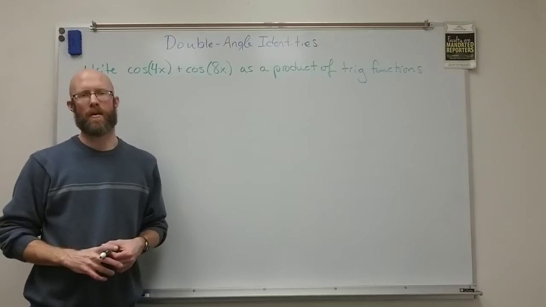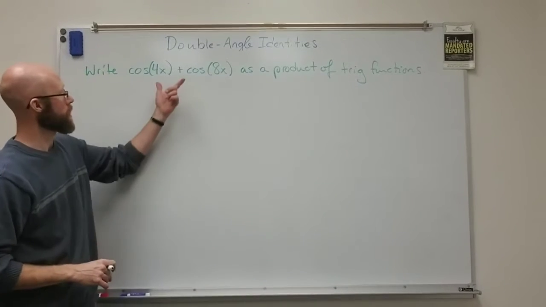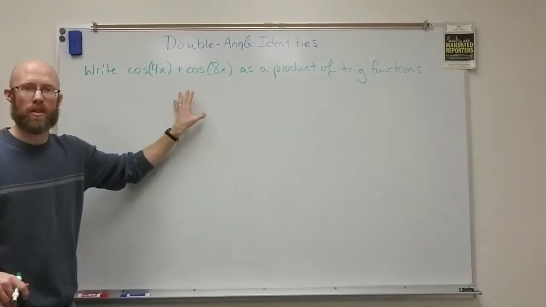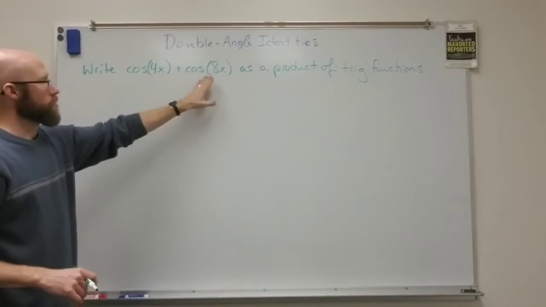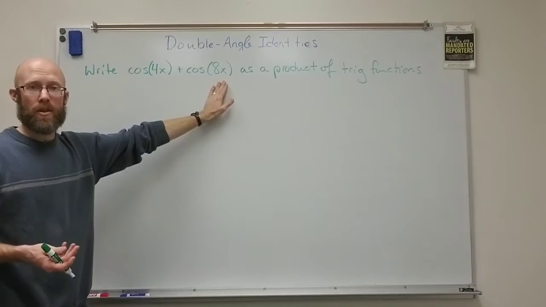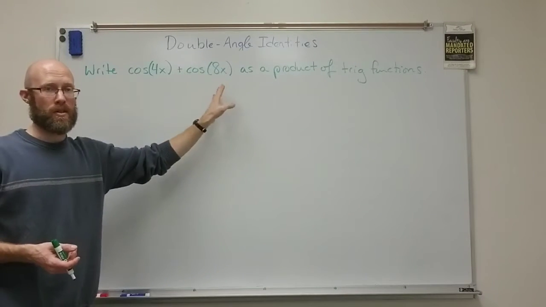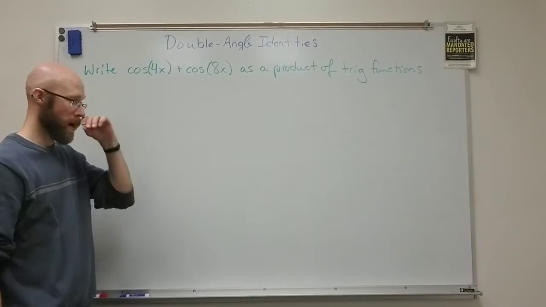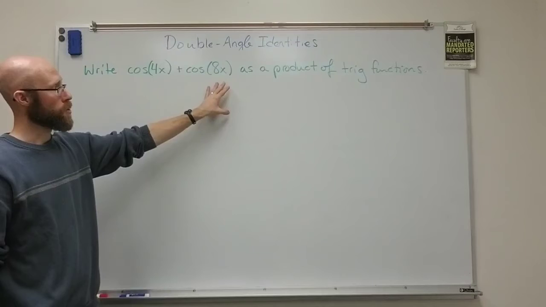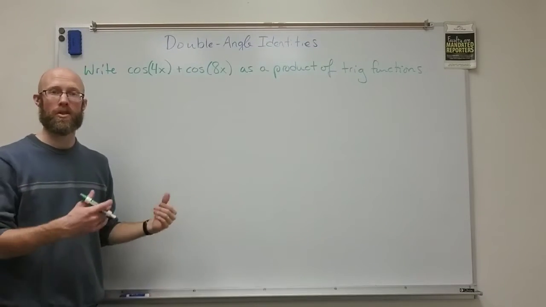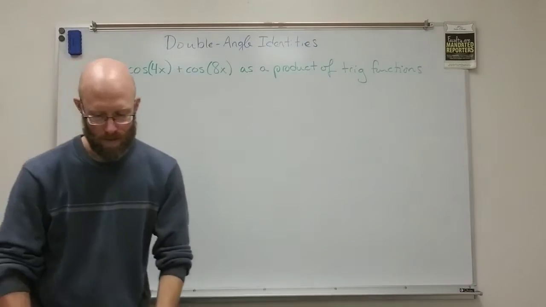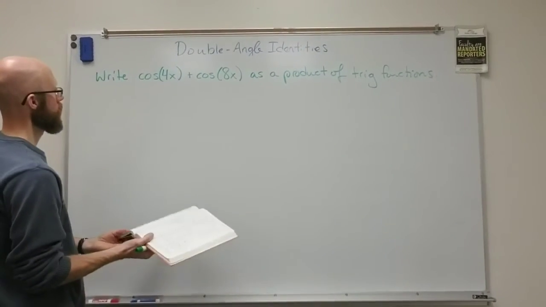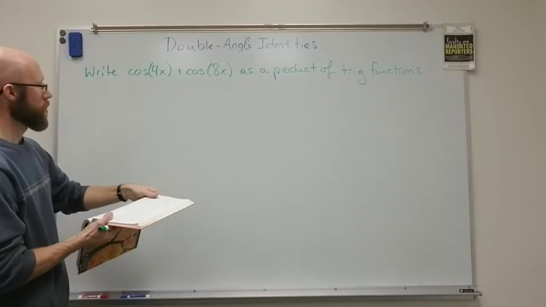The last type of example I'm going to show you is one where we write a sum as a product of trig functions. What's interesting to note is that the angles are not actually numerical values, they're algebraic expressions, 4x and 8x. And so I don't actually know those values, but we can still rewrite them as a product using our sum to product identities.